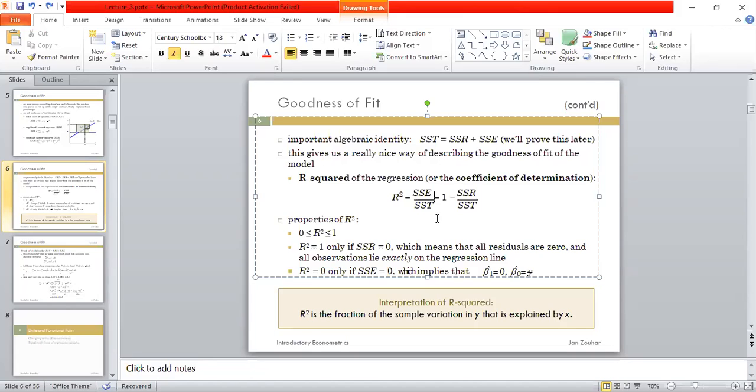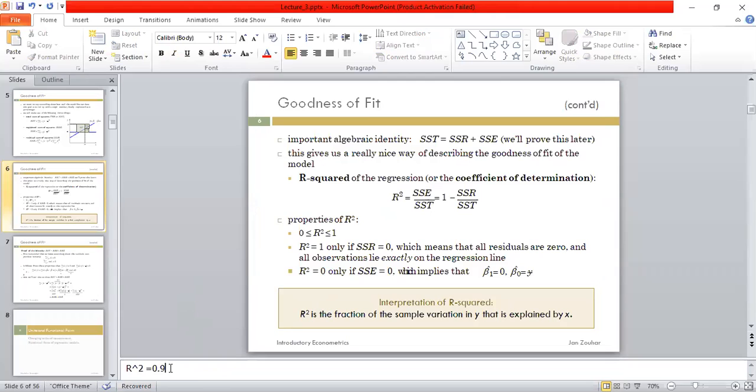So R square lies between 0 and 1. For example, how do you explain R square? Let's say R square is 0.9. How do you explain this number? Remember, R square lies between 0 and 1 because in the numerator you have explained variation, in the denominator you have total variation. So the ratio has to be less than 1.